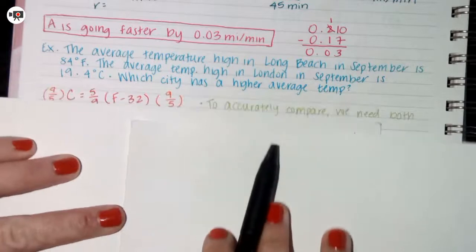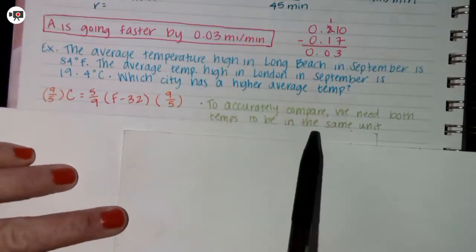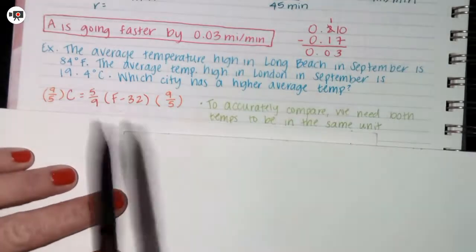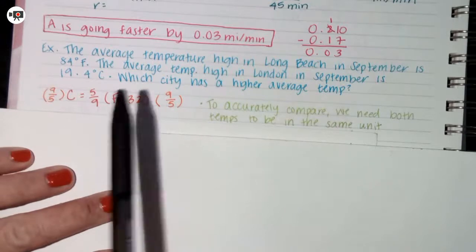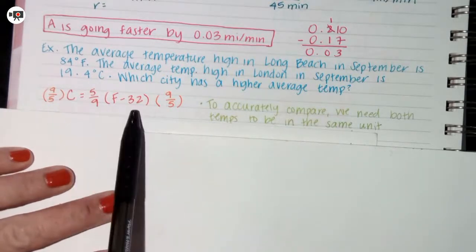To do this, I'm going to need to accurately compare them, and they both need to be in the same unit, so both Fahrenheit or both Celsius. This is the formula I can use to convert between Celsius and Fahrenheit.